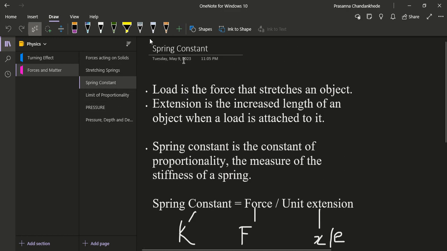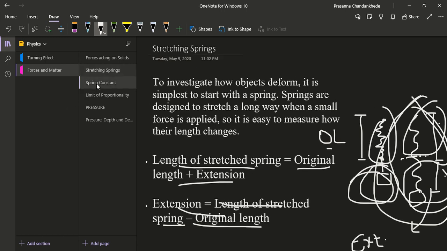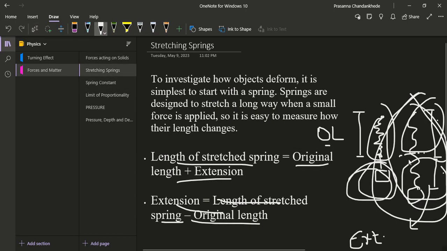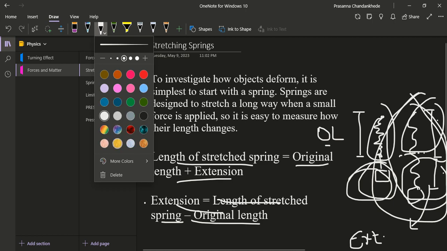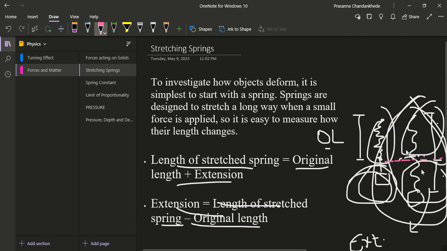Let's move on to spring constants. And this is a very important topic. So load is the force that stretches an object. As we looked over here, this was the load that stretched the spring. Extension is the increased length of an object when a load is attached. As we saw again, let me change the color. Let's take pink. So as we're talking, this is our extension. It is the length which is obtained after a load is added.